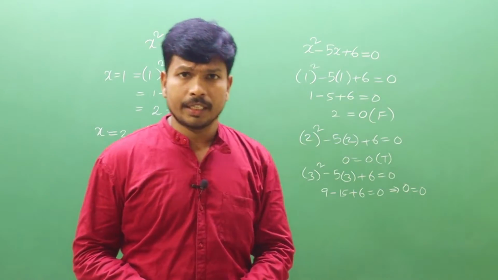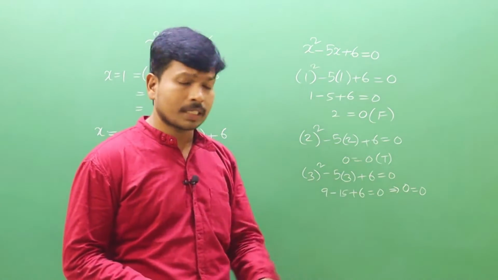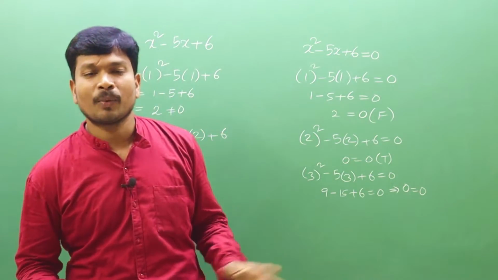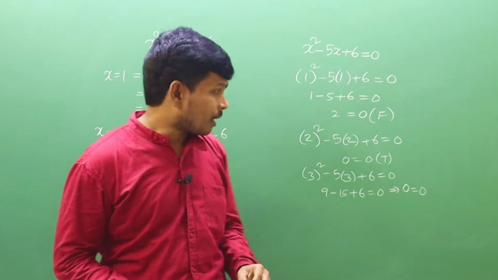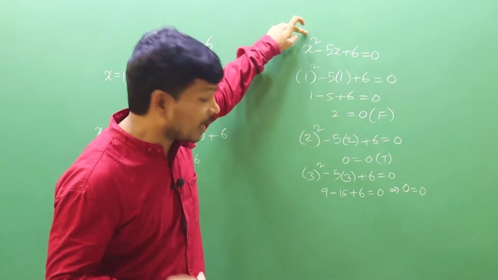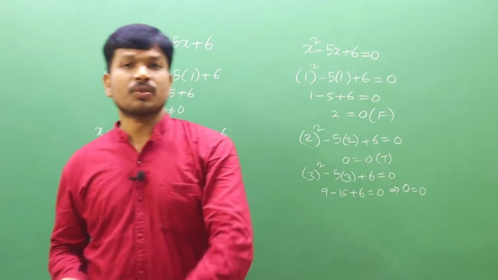Will we get 0 or not, check it. Means LHS equal to RHS, will we get it or not, check it. Never. Not just 10 values, take 1 crore values, it won't come. Because it is a quadratic equation, its degree is 2. Definitely it has 2 zeros only.